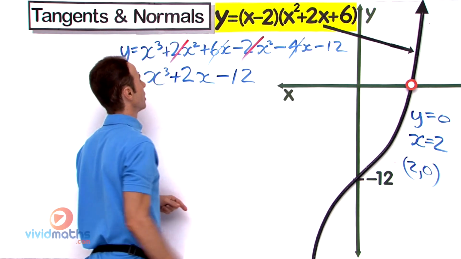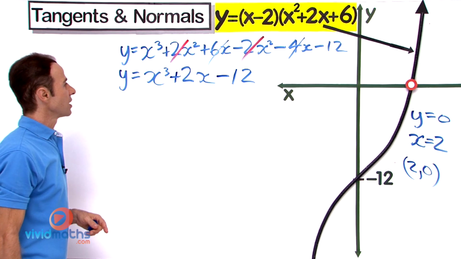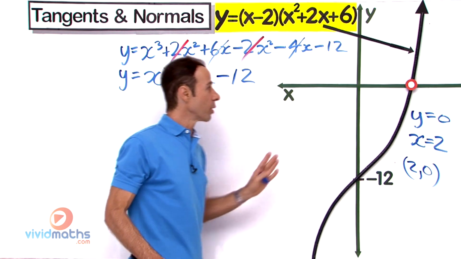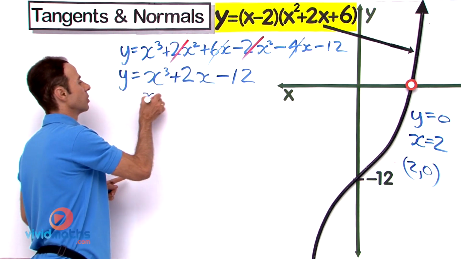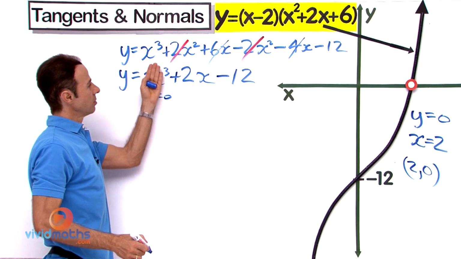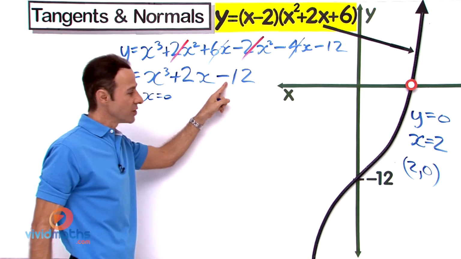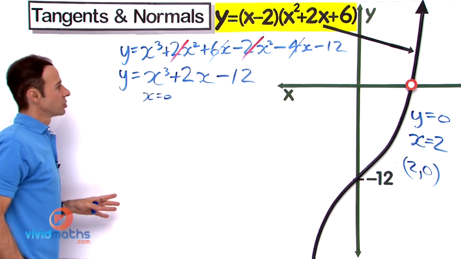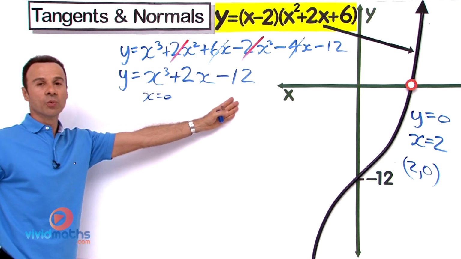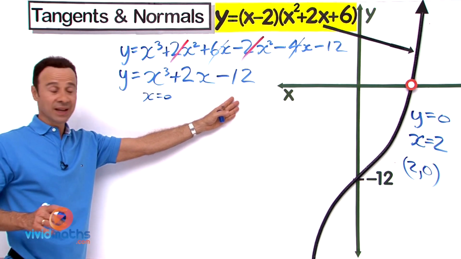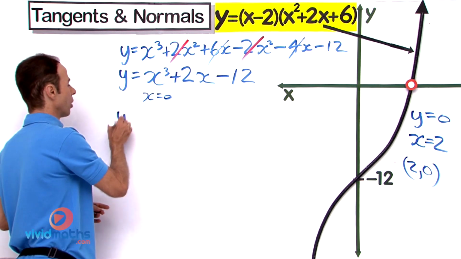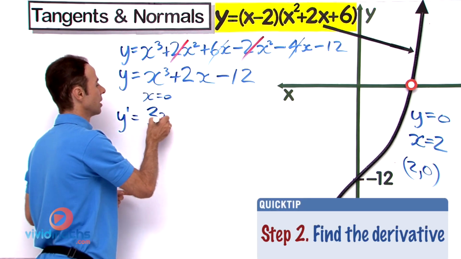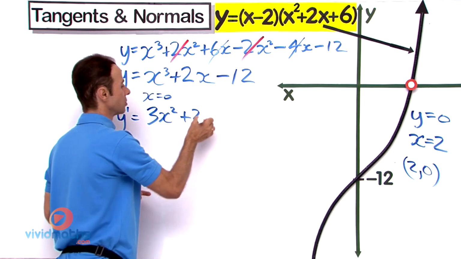Now that's interesting, that minus 12, because that's going to give us where this actually cuts the y-axis. Now it cuts the y-axis when what? When x equals 0. So when x equals 0, that's going to be 0, that's going to be 0. We're left with negative 12. As you can see, there it is cutting right there at negative 12. Okay, so now that it's in this format, we can differentiate and find the derivative easily. So let's do that now. Y prime equals, or dy dx if you prefer, it's going to give us 3x squared plus 2.